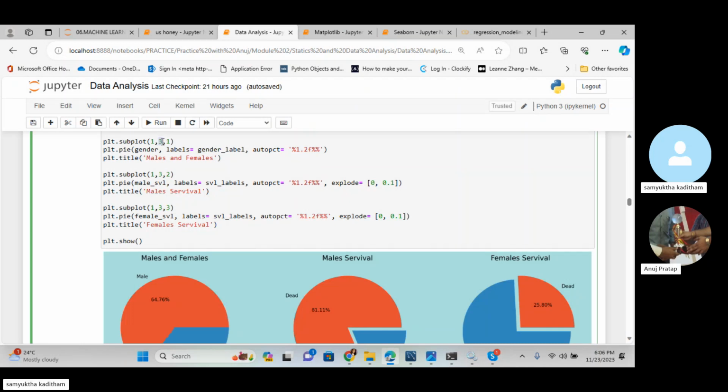What will happen if we change it in the second part? If we change it here to 2 3 1, you are taking three columns, right? I just want to understand how this is working. In the first part just type 1 comma 2 comma 1, so that's the first row, first column, and the second plot in the second column.